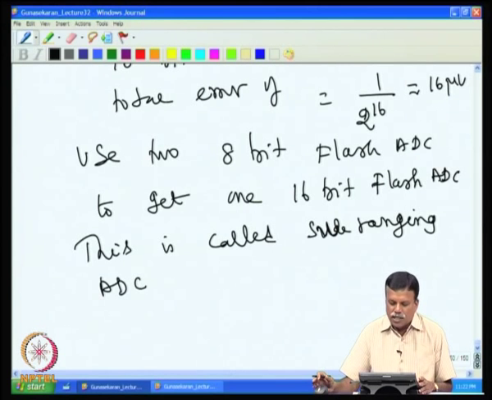So, we will discuss the sub ranging flash ADC converters in the next lecture.